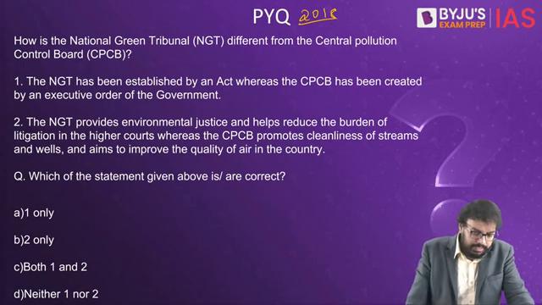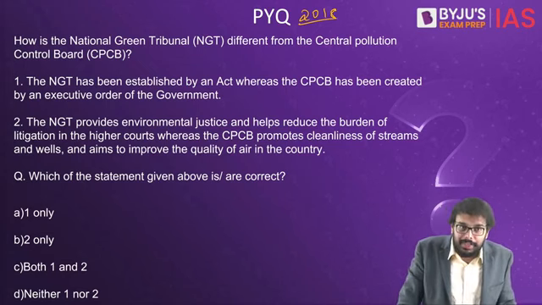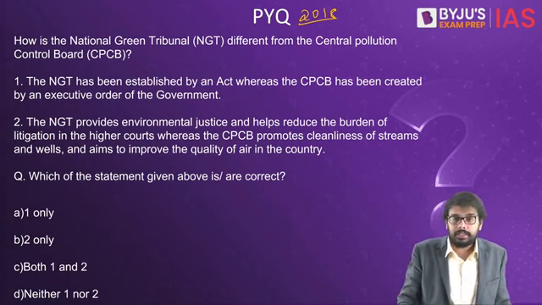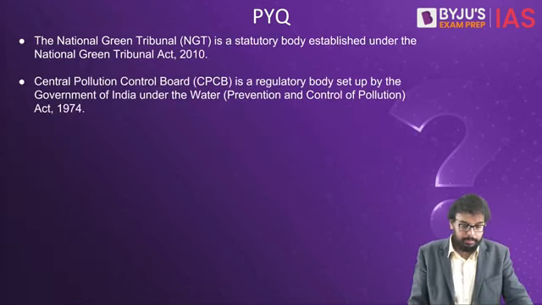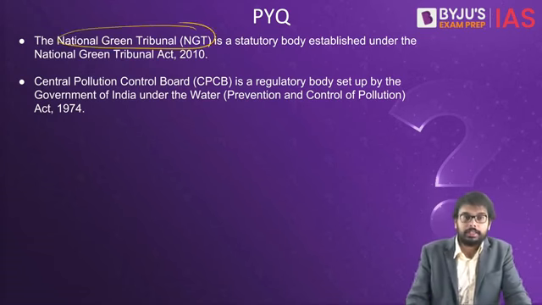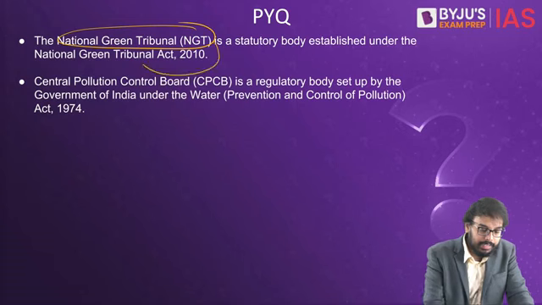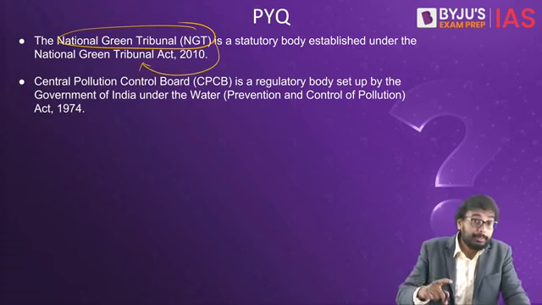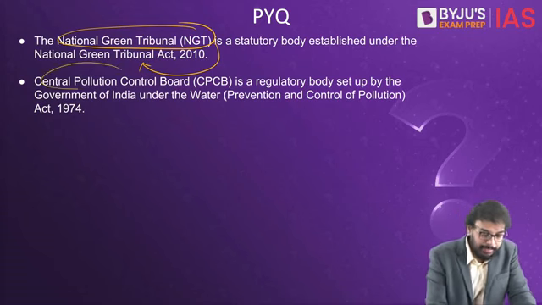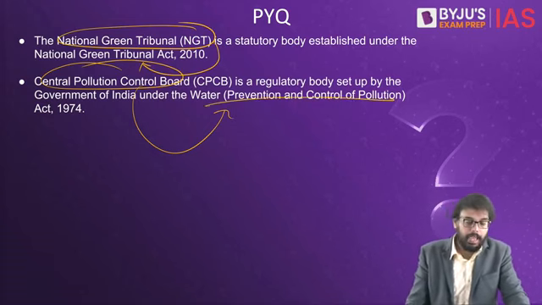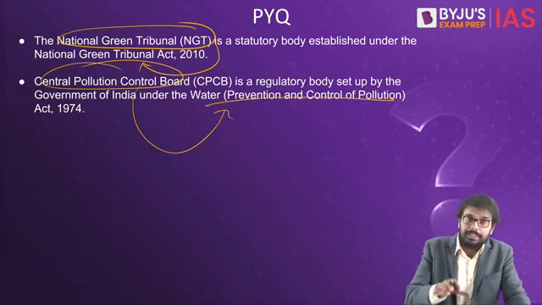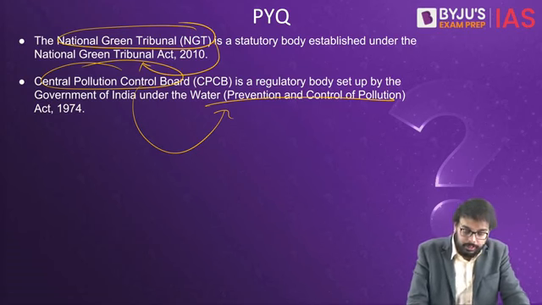So here, NGT is established by an act, whereas CPCB is established by an executive order. Is it true? Is CPCB established by an executive order? What do you think? No, CPCB is not established by an executive order. In fact, CPCB is also a statutory body. NGT is also a statutory body. NGT is established under the NGT Act 2010, and CPCB is established under the Water Prevention and Control of Pollution Act 1974.